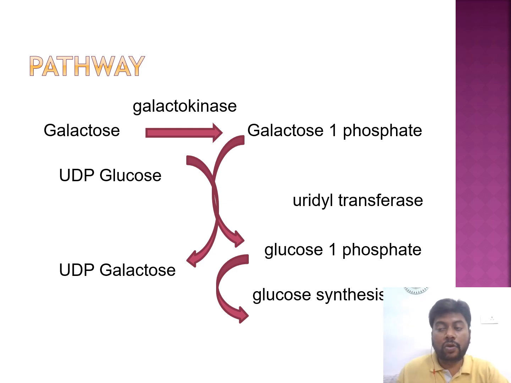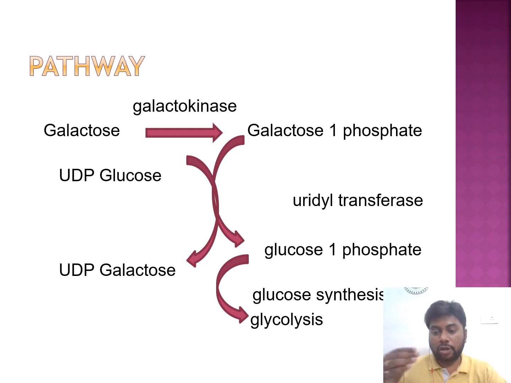If the blood glucose levels are sufficient, the glucose 1-phosphate will be oxidized by glycolysis. Glucose 1-phosphate will be converted to the same glucose 6-phosphate, and that glucose 6-phosphate will be oxidized through the glycolytic pathway. And the third fate is, when the blood glucose levels are at a very excess level, the glucose 1-phosphate will be used for glycogen synthesis. This is the fate of glucose 1-phosphate.